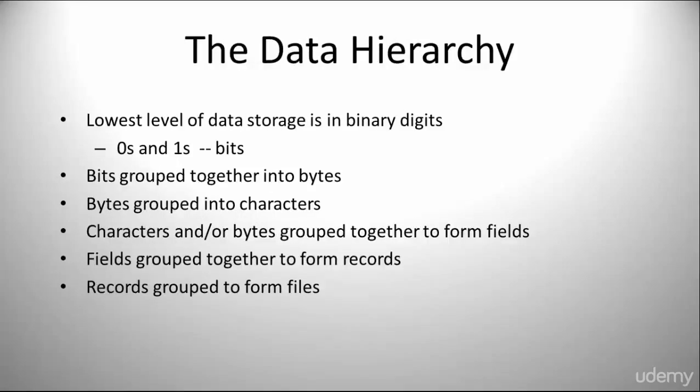Let's look at the data hierarchy. The lowest level of data storage is in binary digits, which consists of zeros and ones. Bits are grouped together into bytes. We have bytes grouped into characters, and characters or bytes grouped together to form fields, fields grouped together to form records, and records grouped to form files.